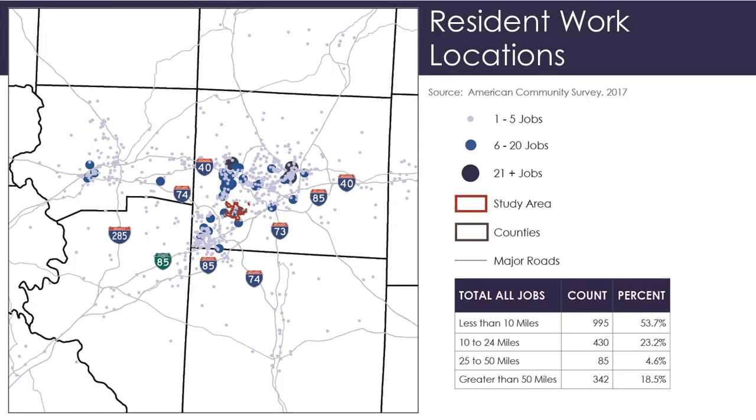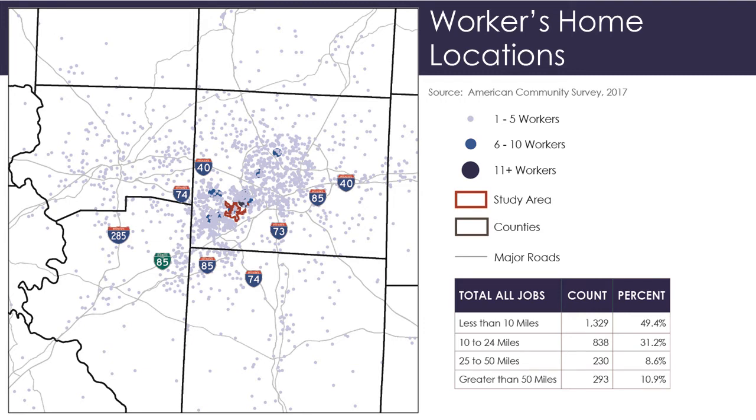This map shows the general location by census block group of where Jamestown's residents go to their place of employment. We see there's a large cluster of employment around the airport where Jamestown residents work, as well as a large cluster around downtown Greensboro, a large cluster in High Point, as well as on the west side of Winston-Salem. Around half of Jamestown's residents travel less than 10 miles to go to their place of employment, while around 20% go greater than 50 miles.